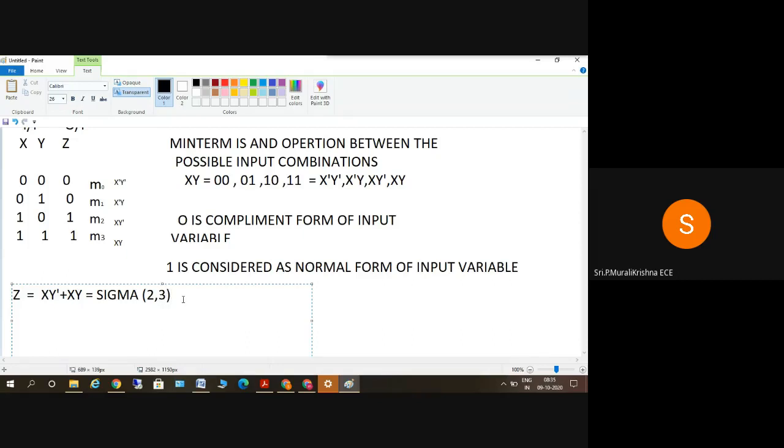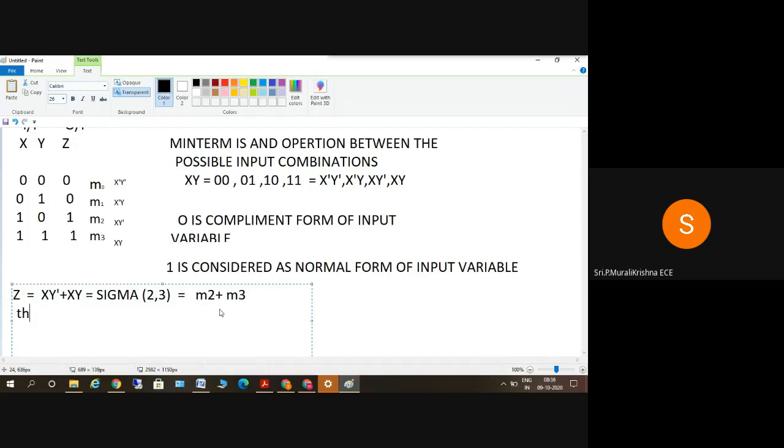See, what is the meaning of sigma? Sigma is nothing but the sum of the given terms here. So the sum of 2 and 3 here. What are 2 and 3? 2 and 3 are the min terms. Or I can write like this: m2 plus m3. So these are various forms of representation of this here.